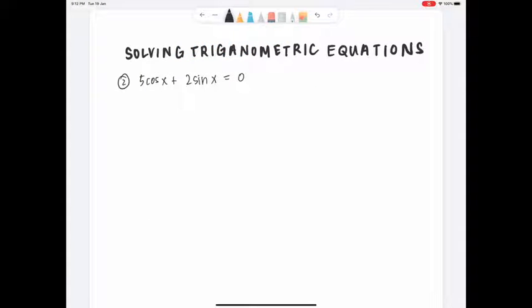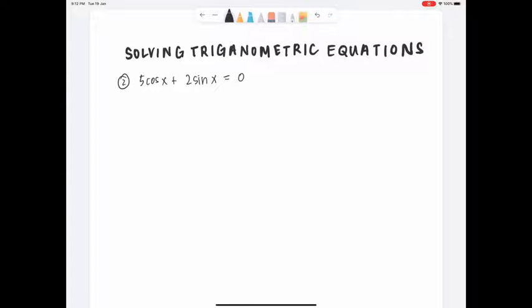The second type of equation you will need to know how to solve would be this kind of equation: 5 cosine x plus 2 sine x equals 0. Here, as you can see, there's no cosine square x or anything like that, so you definitely cannot use any trigonometric identities. And so you might be wondering what to do. Well, because it's cosine and sine, theoretically you can divide everything by cosine.